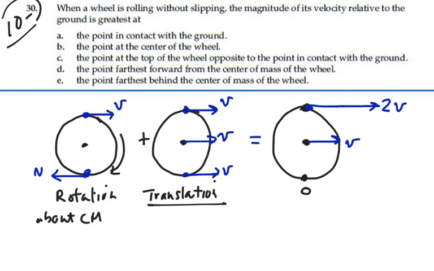So the point at the top of the wheel, opposite the point of contact with the ground, is moving at twice the velocity of the wheel itself as it's translating. The point on the ground is actually momentarily stationary. So we choose answer C.